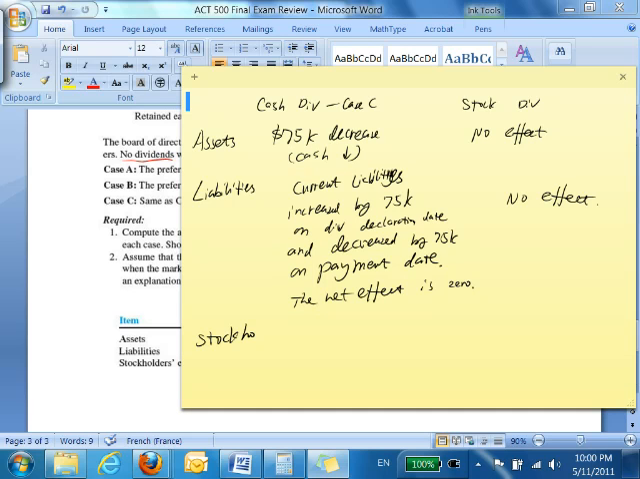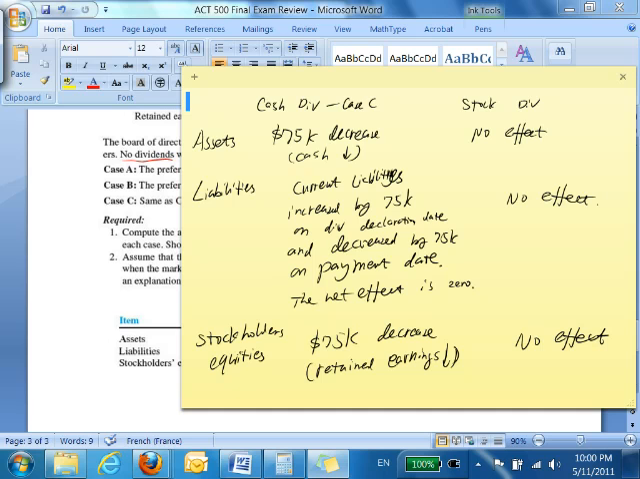Stockholders' equity. For the cash dividend, 75,000 decrease, because retained earnings is reduced. And no effect for the stock dividend.